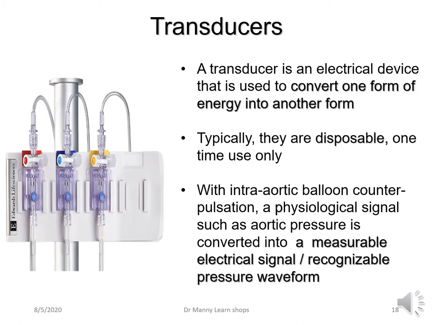Then you've got a transducer. Now, a transducer is just an electrical device that's used to convert one form of energy into another form. Typically, today, they're all disposable and only for one-time use. With intra-aortic balloon counterpulsation, it's a physiological signal, such as an aortic pressure, arterial pressure, that's converted into a measurable electrical signal that's recognizable by you as a pressure waveform.